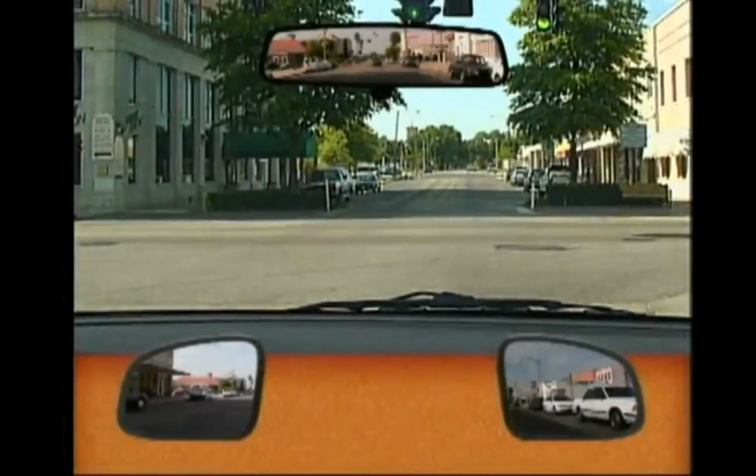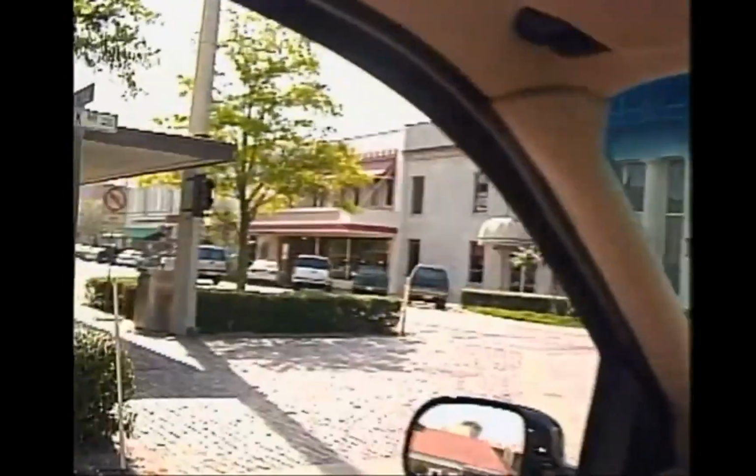Statistics show that new drivers are much more likely than more experienced drivers to miss seeing cars at intersections. We check the path ahead and to the left to make sure the way is clear. No problem.